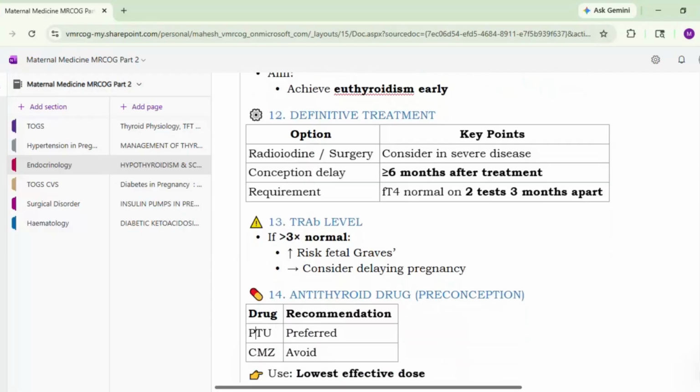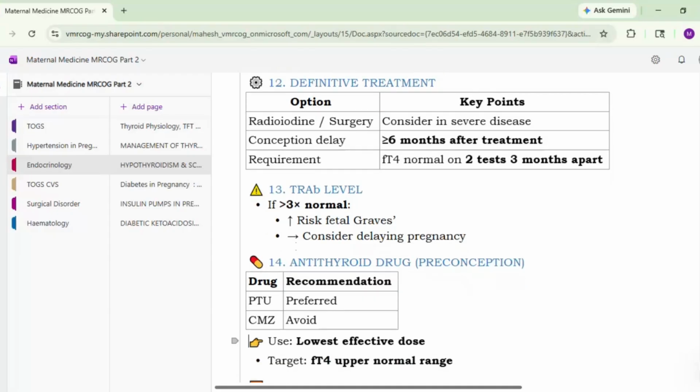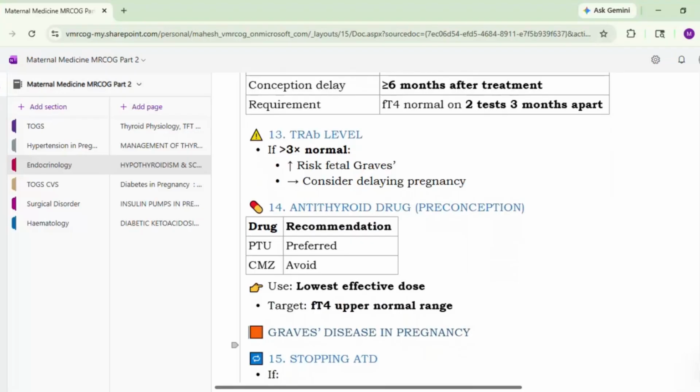Now, if she has a TRAb level more than 3 times the normal, there is an increased risk of fetal Graves' disease, and consider delaying the pregnancy. So if pre-pregnancy her TRAb levels are more than 3 times the normal, then there is an increased risk of fetal Graves' disease. So she should consider delaying the pregnancy. Now, what about the antithyroid drugs preconceptionally?